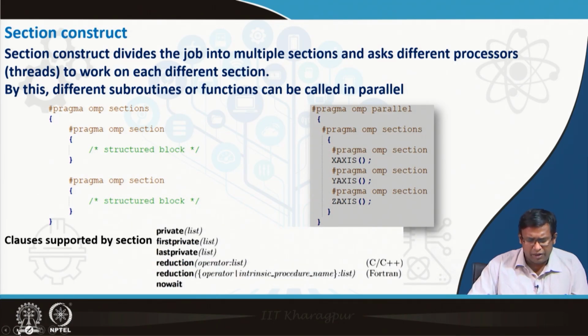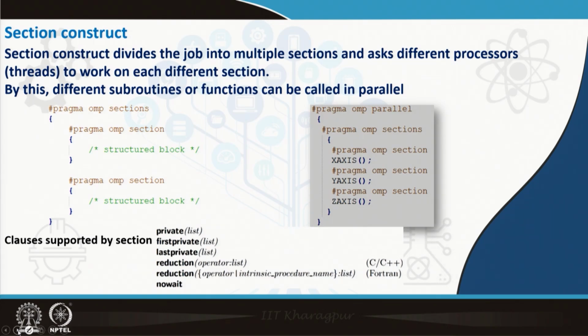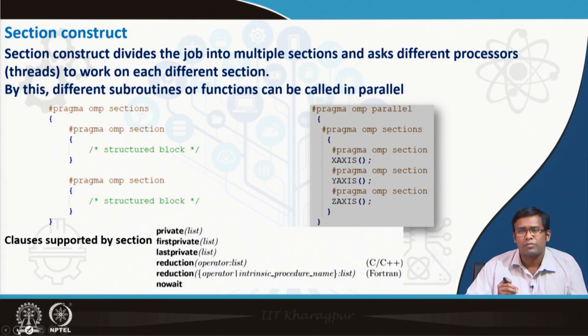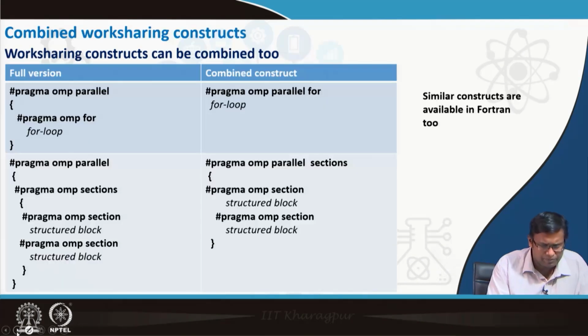And the clauses are private, firstprivate, lastprivate. Threadprivate, we can see, is not supported here because this is not a do loop. These are different data which each processor is working on, and these are different instructions also. So, if we call the sections next time, there is probably nothing specific to a thread as a private variable that carries over with that thread again. Yes. Well, reduction, nowait, etc.